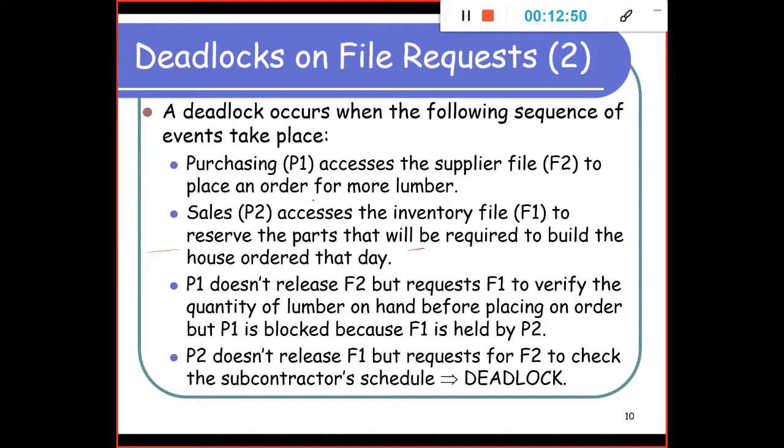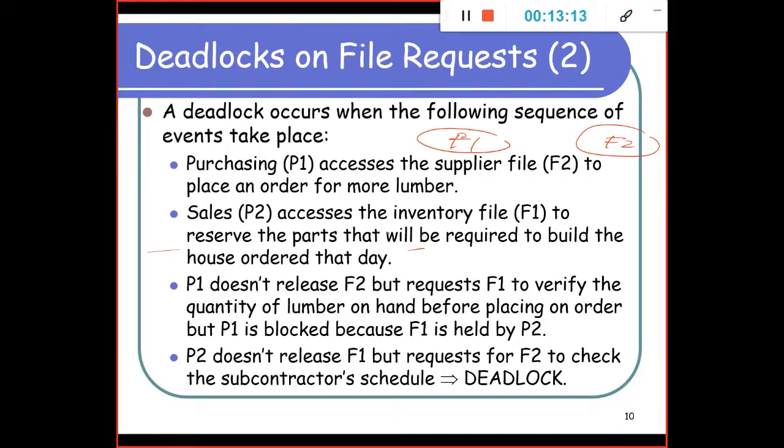Okay, deadlock occurs when the following sequence of events takes place. So purchasing P1 accesses the supplier file. You have purchasing P1 here, and then it accesses the supplier file F2.